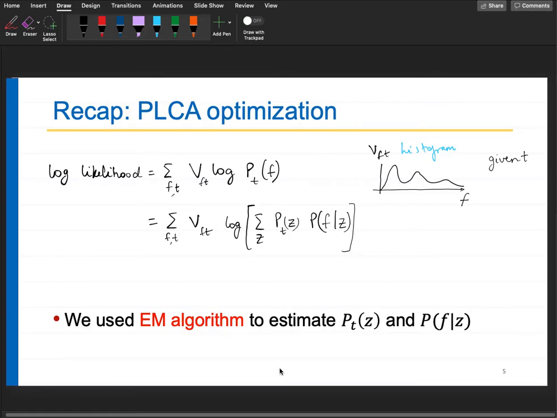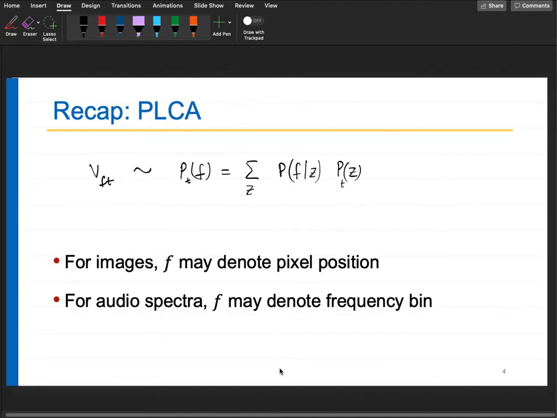Okay. I think the point is clear. Then we have got this representation, but how do we optimize? How do we find the optimal values of PF given Z and PTZ, right? These are our matrices. PF given Z corresponds to W. This is the W, and this is the H, and this is my V, right? So this is the matrix decomposition problem. Now, how do we find out the values of Z?